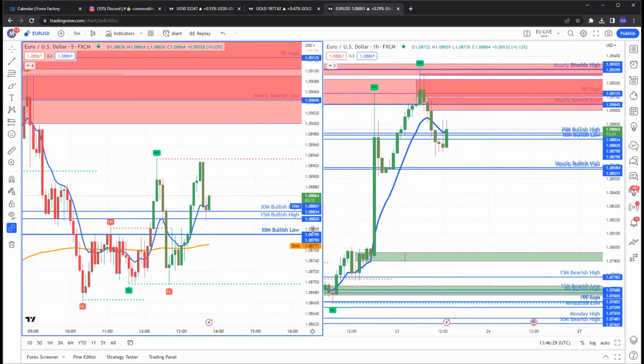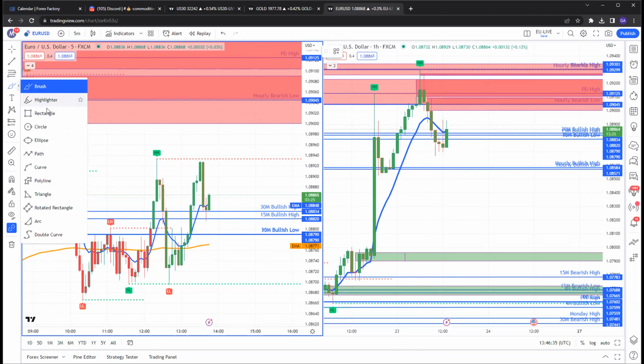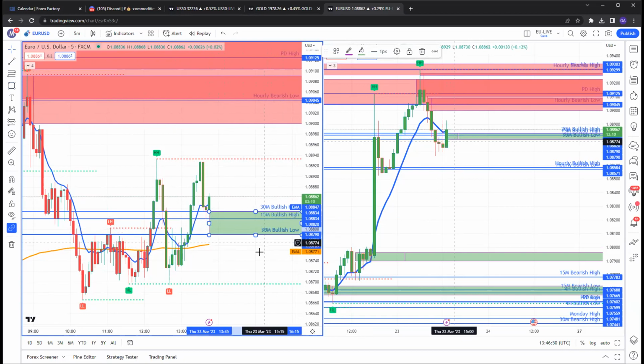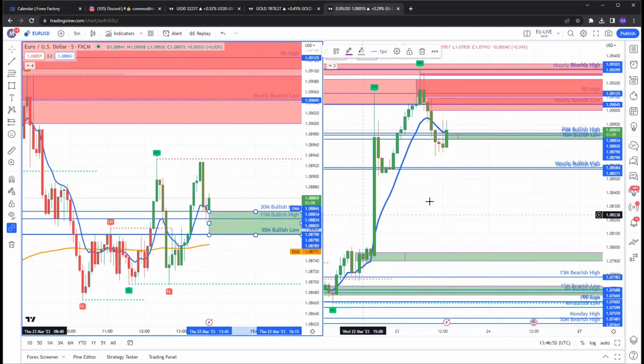We are at a 30-minute bullish low and 30-minute bullish high. So if I trade again today, I'm already up 1.5% or 1.6% for the day, so I am not trying to risk that much. I do see a buy zone here. It's within a 30-minute bullish high, 15-minute bullish high, and 30-minute bullish low.